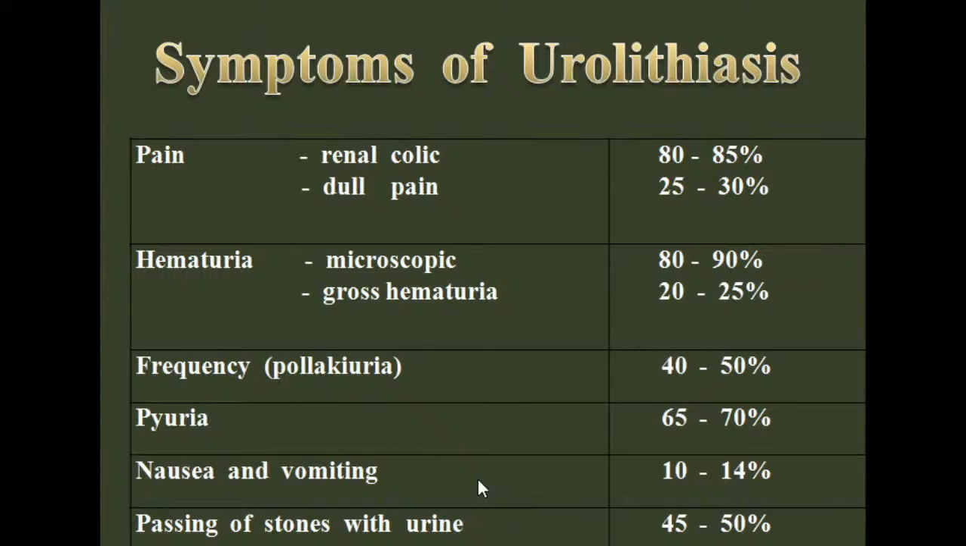I think you already know what a pathognomonic symptom means. A pathognomonic symptom is a symptom which is characteristic only of this disease. And this symptom, passing of stones, we can call pathognomonic. For example, if a patient says that he has passing of stones with urine, and he has experience of this passing of stones, we can think about a diagnosis of urolithiasis.